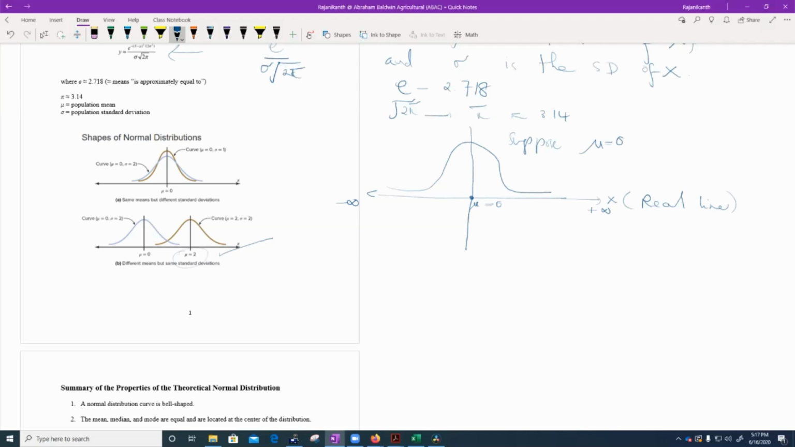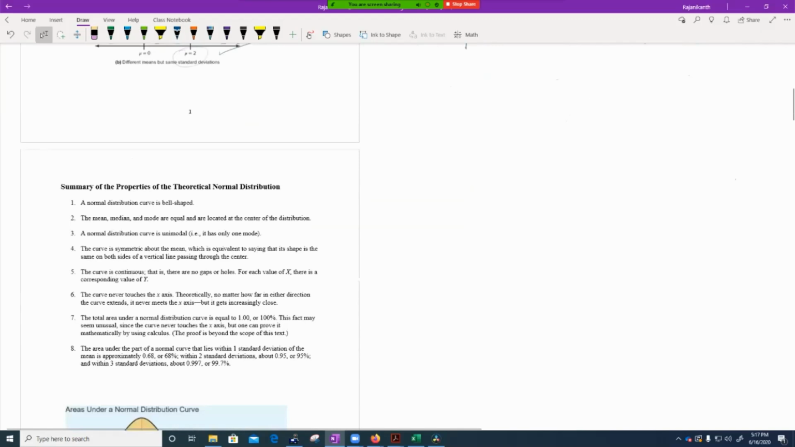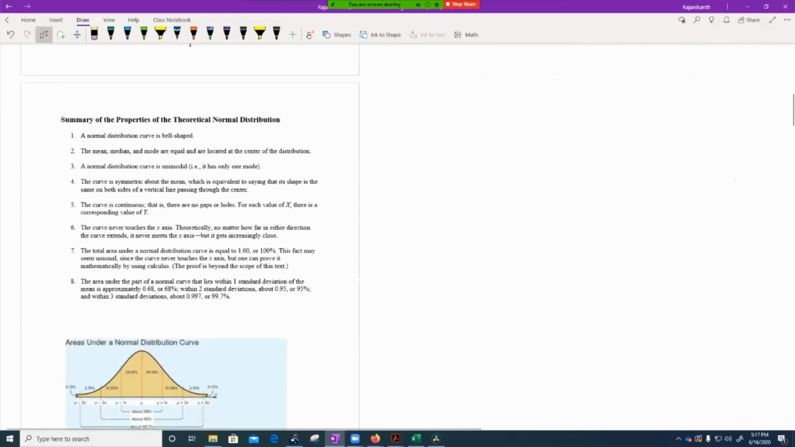If you move to the next, you will see the theoretical properties of the normal distribution. The normal distribution curve is always bell-shaped. The mean, median, and mode are equal and located at the center of the distribution. A normal distribution curve is unimodal, so we will have only one peak. The peak of your distribution is somewhere here, and that is going to be the mode. So you will have only one mode, therefore this is unimodal.